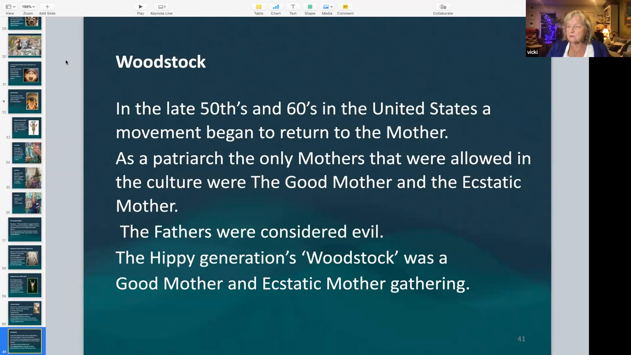So let's look at Woodstock and bring this more from antiquities into our time. And in the late 50s and 60s in the United States, a movement began to return to the mother. As a patriarchy, the only mothers that were allowed in the culture were the good mother and the ecstatic mother. The fathers were considered evil. That was back during the Vietnam War, and all the people doing the wars were men, and they were evil. The hippie generation's Woodstock was a good mother, ecstatic mother gathering.